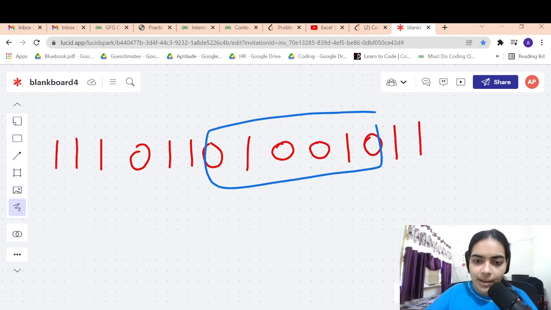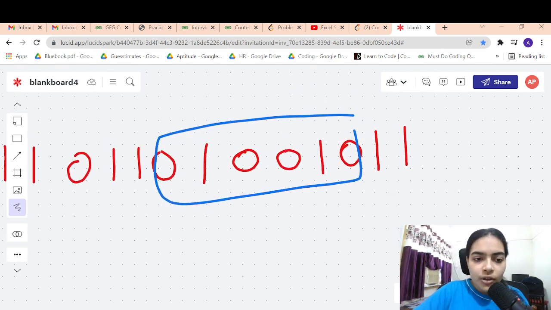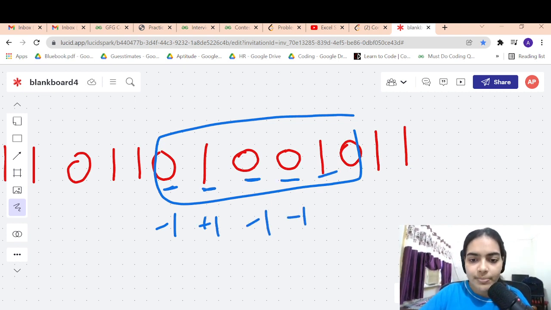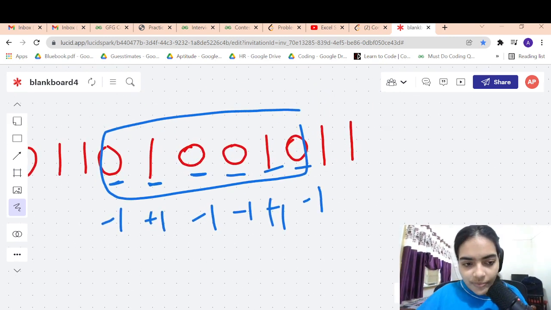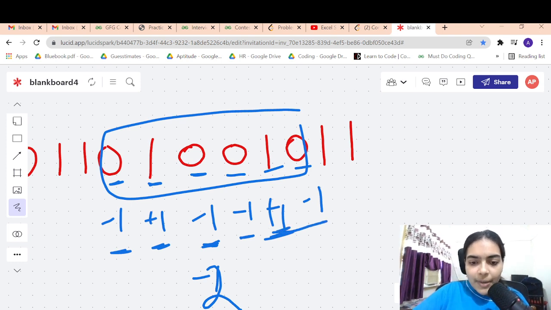Let's take this subarray example. Now here will they cancel out? Here they won't cancel out. See, for example, this 0 is minus 1, this is plus 1, this is minus 1, this is minus 1, this is plus 1, this is minus 1. In this case what is happening? What is the sum? When you are checking the sum, minus 1 plus 1 is 0, but you have minus 1, it becomes minus 1, you have minus 1, it becomes minus 2, you have plus 1 and minus 1, it becomes 0.